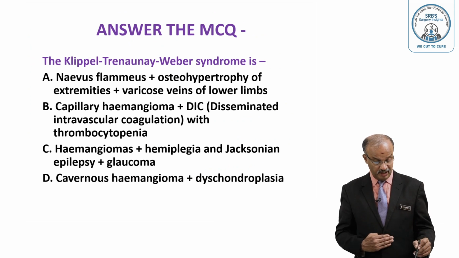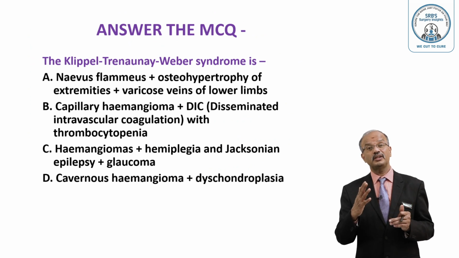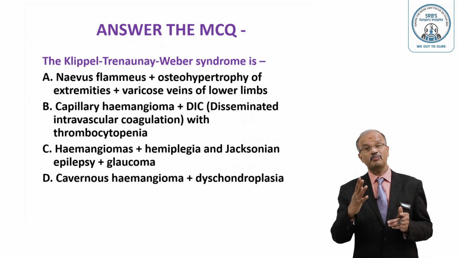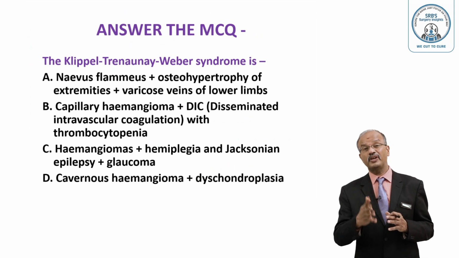Klippel-Trenaunay-Weber syndrome is: A, B, C, D. You can go through it. So put the right answer in the comment box. I will give you the answer later with a proper explanation. I also acknowledge your answer definitely.